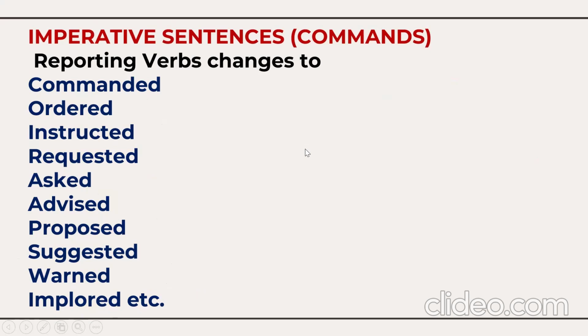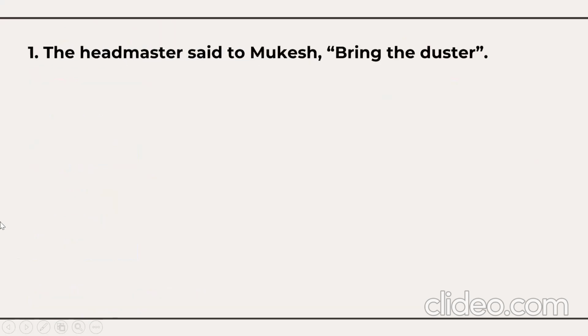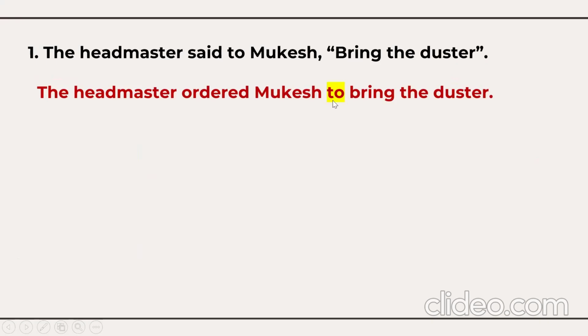So let's try to understand with the help of the questions. The headmaster said to Mukesh, bring the duster, right? So it's an imperative sentence. It's a kind of a command. It's a kind of an order. So we can also say asked, we can also say ordered. But here it's not a statement. It's not a question. It's not a helping verb question. It's not a WH question. So we need to use some word here when we remove the comma, inverted comma, to connect it. So which word should we use here? To. To we should use here.